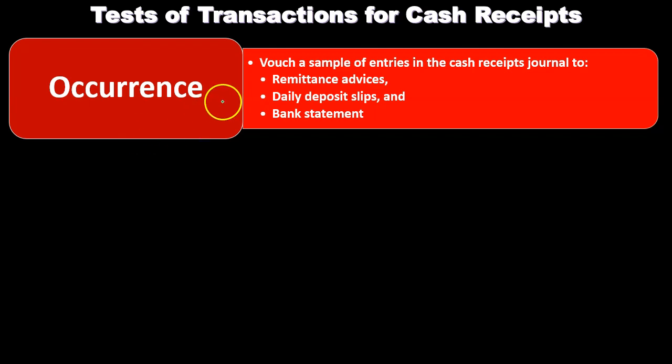So in order to do this, we're going to vouch a sample of the entries from the cash receipts journal, basically the end documentation, and go back to the source documentation: remittance advices, daily deposit slips, and the bank statement.